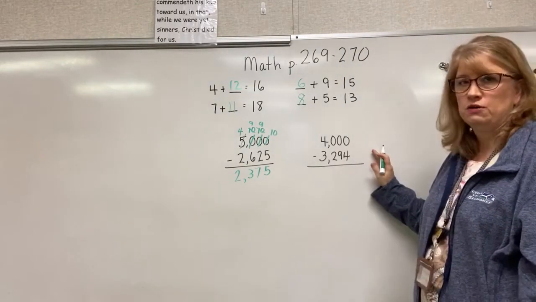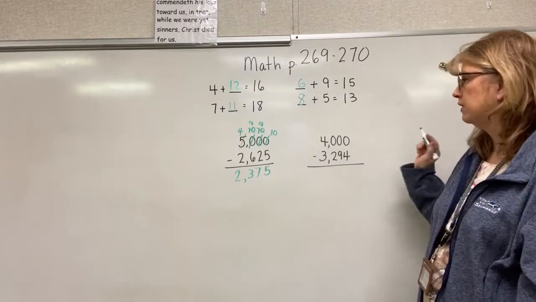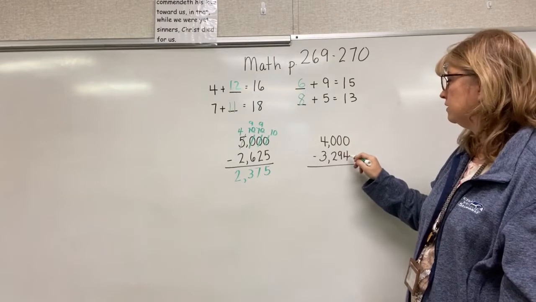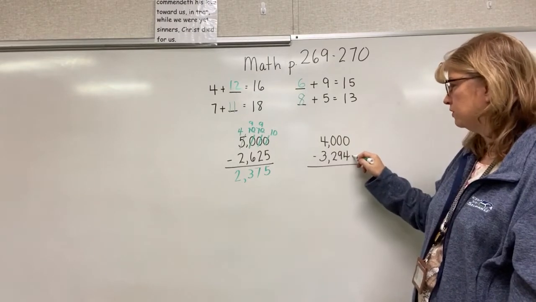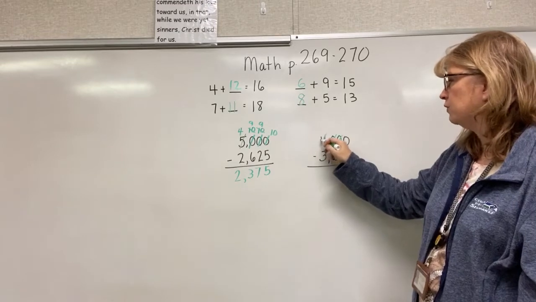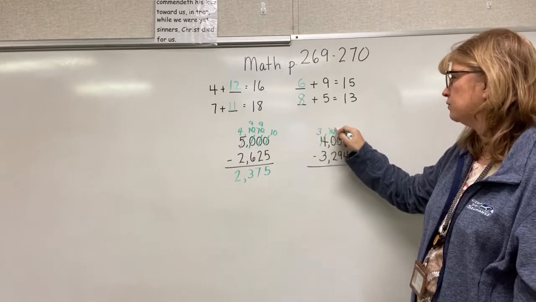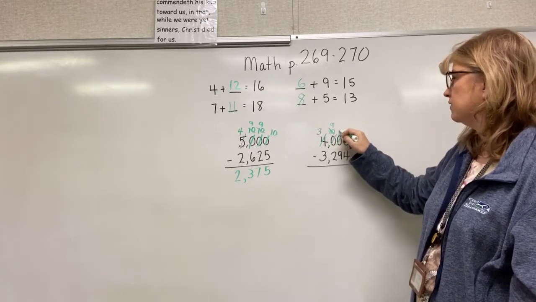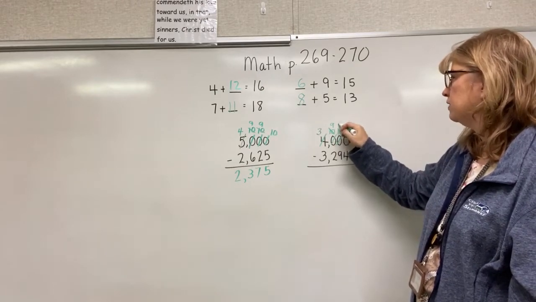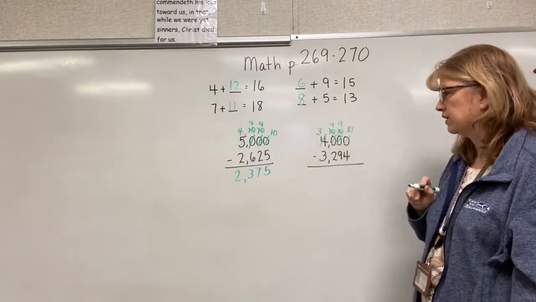Now, the next problem is 4,000 minus 3,294. Same thing. We cannot subtract 0 minus 4. We can't borrow from these two zeros, so we've got to go to the 4, make it a 3. Make the first 0 a 10, mark through it, make it a 9. Make the second 0 a 10, mark through it, make it a 9. Now we can make this a 10 and subtract.